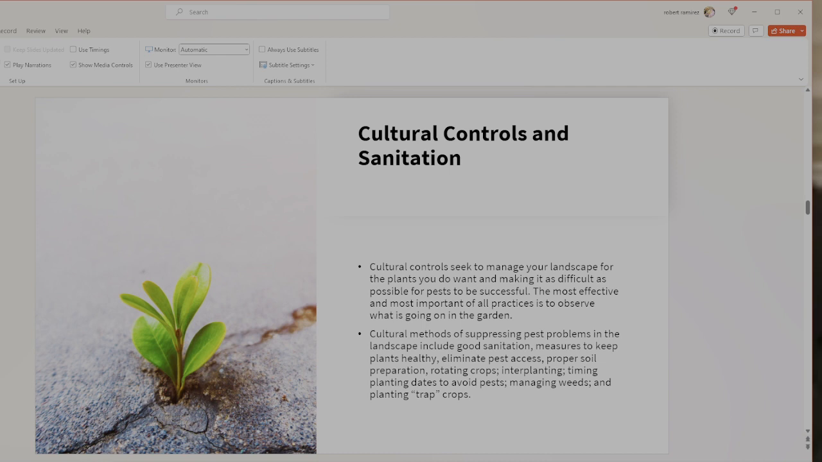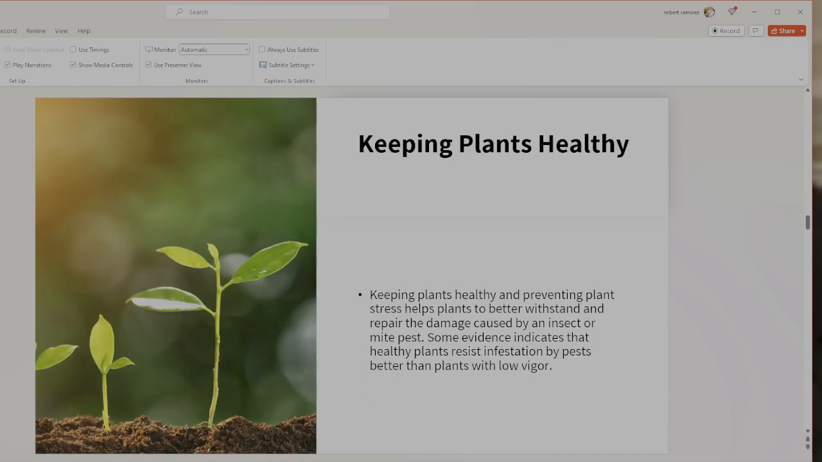Cultural methods of suppressing pest problems in the landscape include good sanitation, measures to keep plants healthy, eliminating pest access, proper soil preparation, rotating crops, interplanting, timing planting dates to avoid pests, managing weeds, and planting trap crops. A lot of these we'll go over here in a minute.